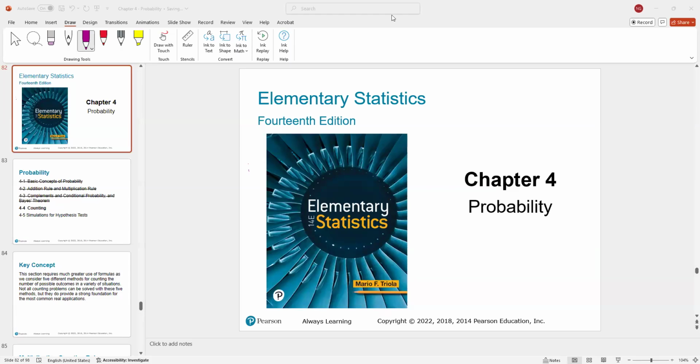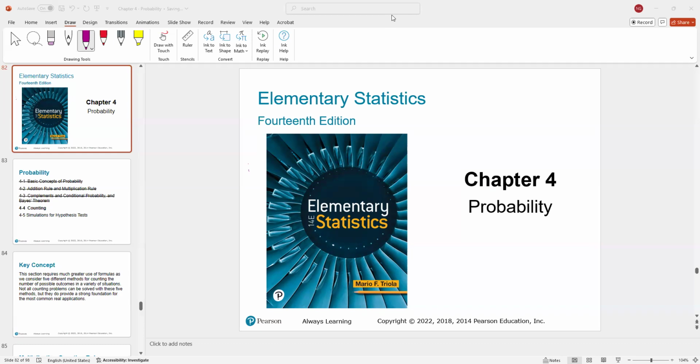Hopefully you're doing well. In this video, we're going to continue with chapter 4, probability. Remember, in this chapter, we already covered the basic concepts of probabilities, addition rules, and multiplication rules. We covered complement and conditional probability in section 4.3.